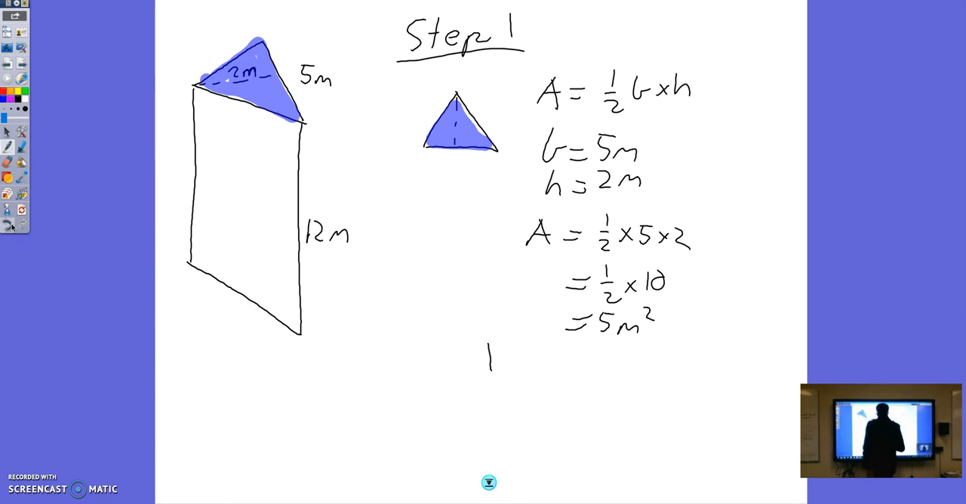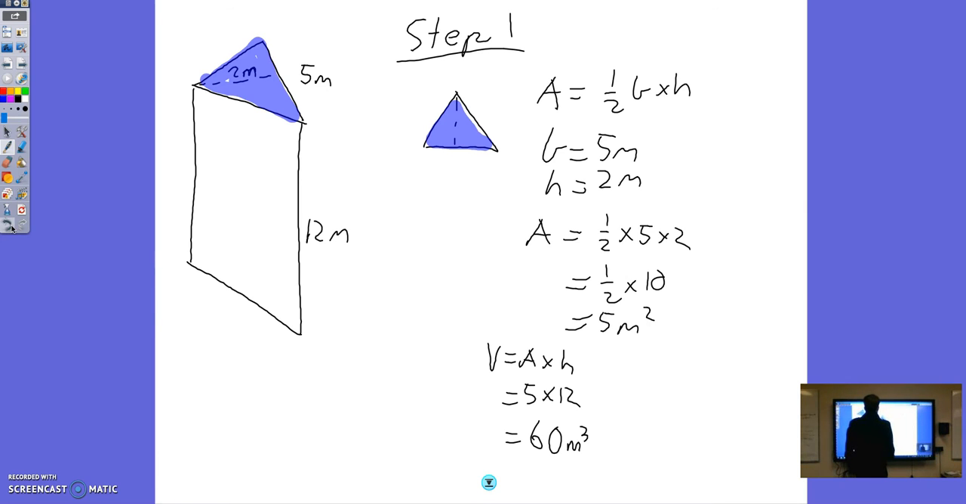To find the volume, we're going to do area times height. Now the height of this shape is 12 meters. So we're looking at 5 meters squared times 12 meters. So 5 times 12, which will give us a final volume of 60 meters cubed.